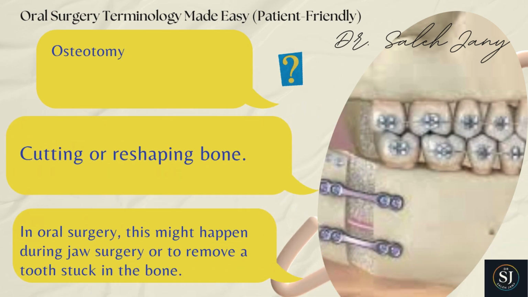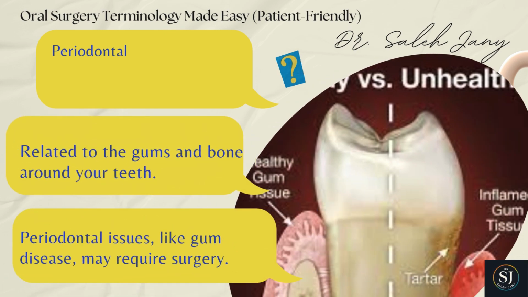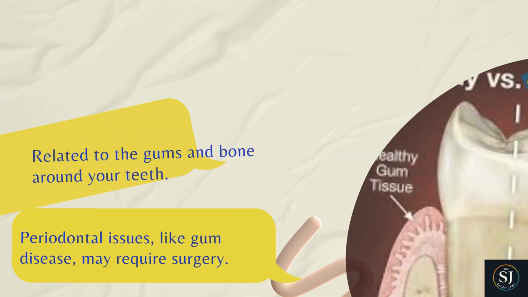Osteotomy. What it means: cutting or reshaping bone. Explanation: in oral surgery, this might happen during jaw surgery or to remove a tooth stuck in the bone. Periodontal. What it means: related to the gums and bone around your teeth. Explanation: periodontal issues like gum disease may require surgery.